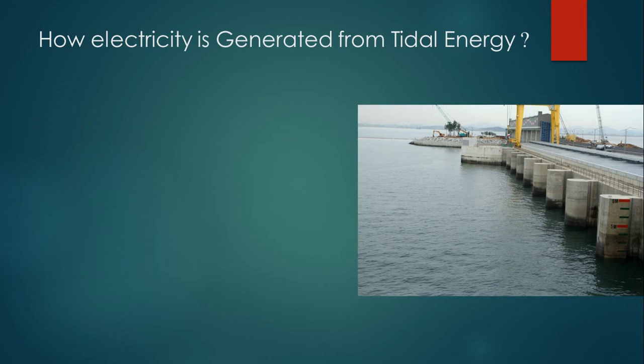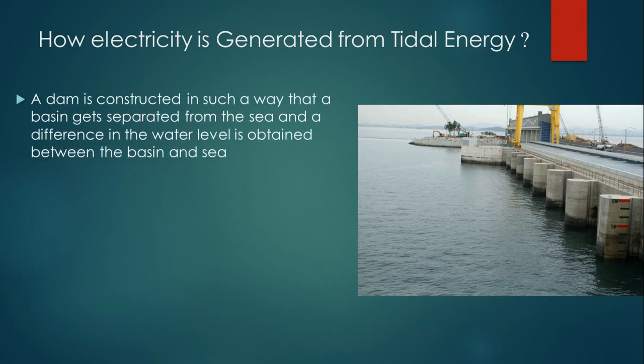Now let us see how electricity is generated by using tidal energy. To generate electricity with the help of tides, a dam is constructed in such a way that a basin gets separated from the sea and a difference in the water level is obtained between the basin and sea. So in this picture we can see that a wall or a dam is constructed.